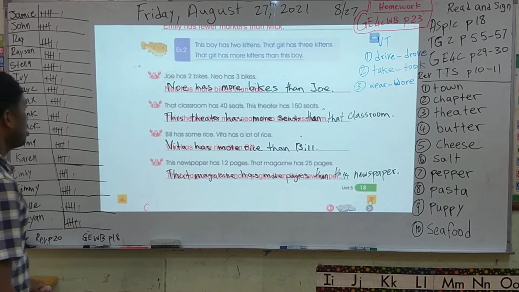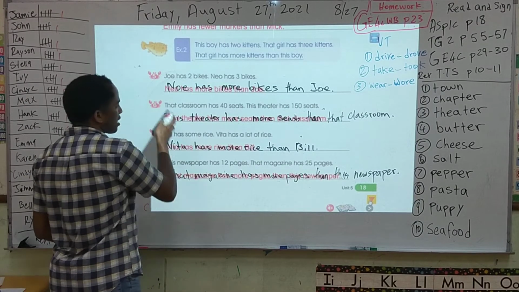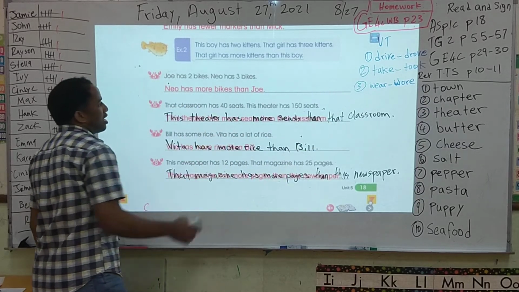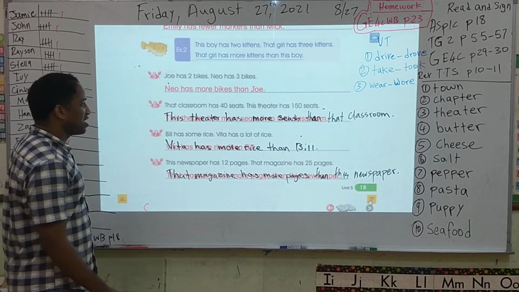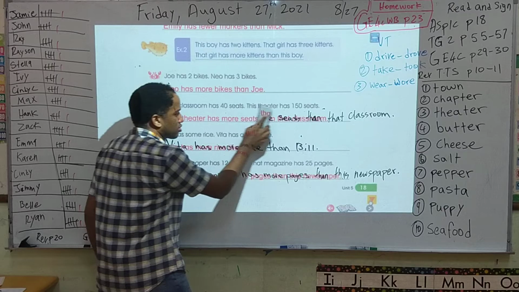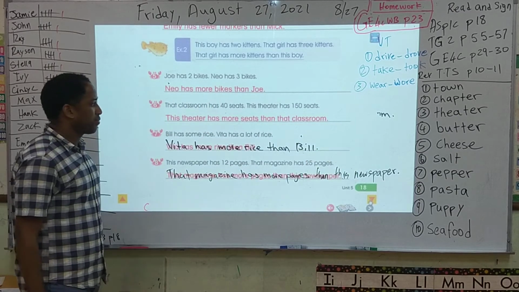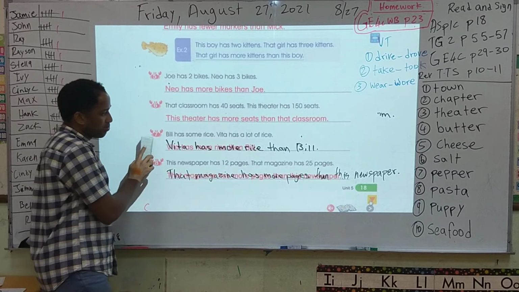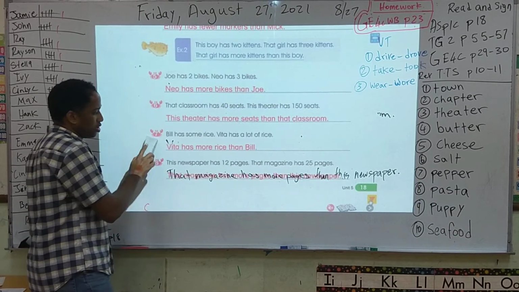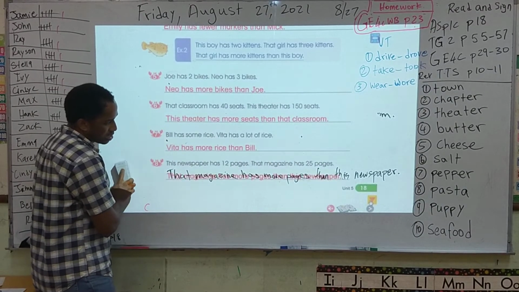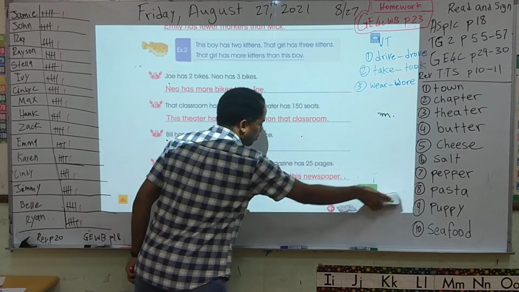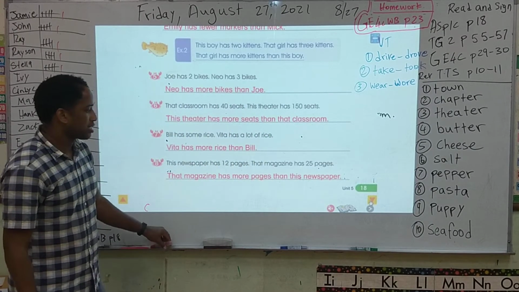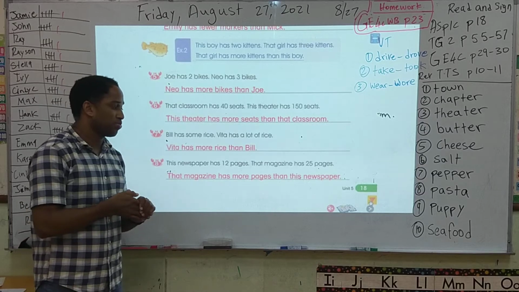Good. So number one, Neo has more bikes than Joe. This theater has more seats than that classroom. Vita has more rice than Bill. Good. And that magazine has more pages than this newspaper.